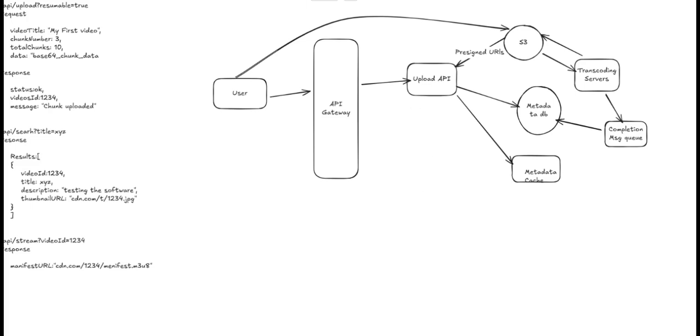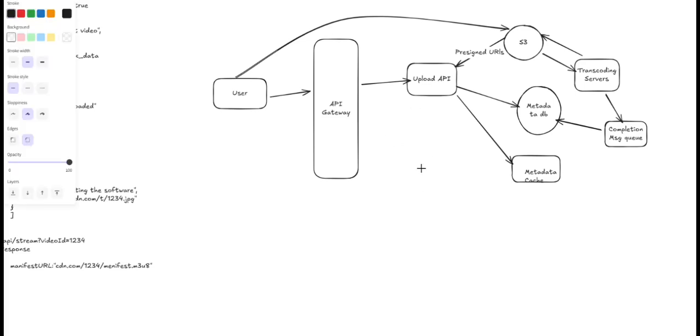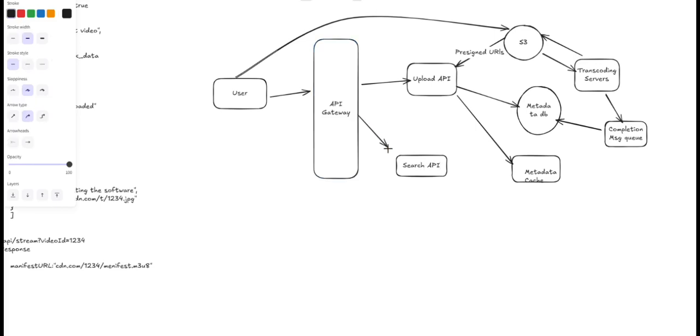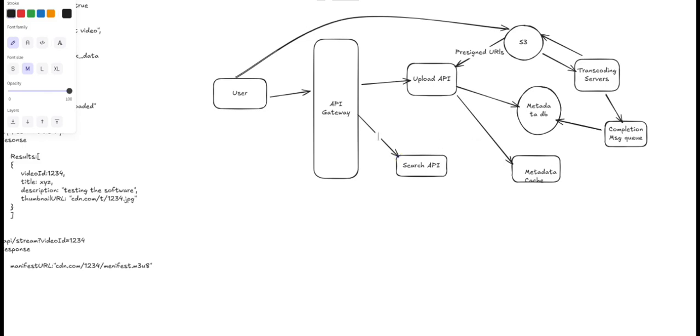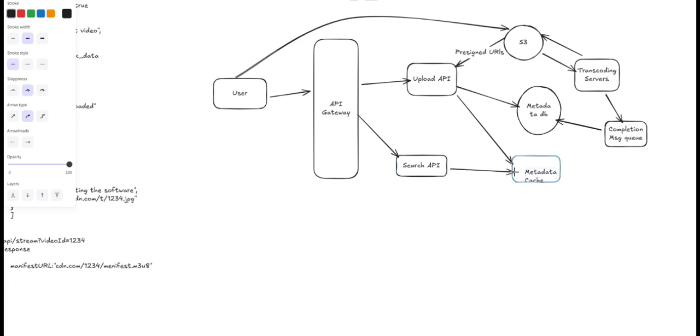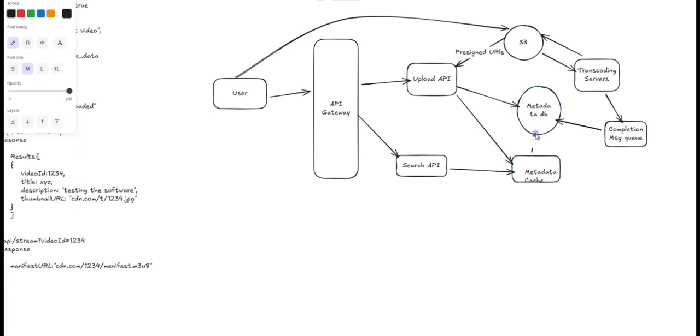Now let's look into the second flow, which is basically the search API. When a user searches for any video, the request will again go from user to API gateway, and API gateway will route the request to search API servers. Once the search API gets a request to search any data, it will send a request to the metadata cache. If for any reason the cache doesn't have data for the particular search, then it will search directly in the metadata database. Once it gets the results, the search API will send the JSON response to the user. So this is our second flow in terms of search API.